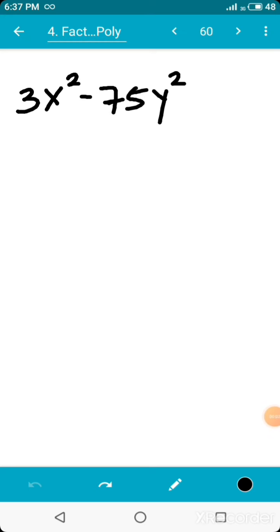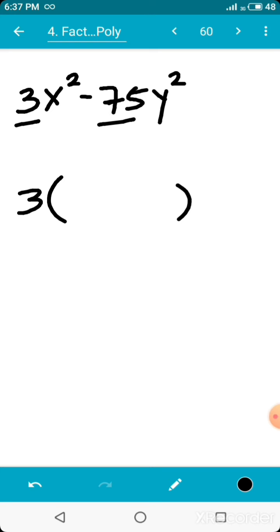Okay, so meron tayo ditong 3x squared minus 75y squared. Kung mapapansin nyo, yung ating coefficient na 3 at saka 75, hindi sila perfect squares. So, ibig sabihin, kukunin muna natin yung kanilang GCF. Ang GCF ng 3 at 75 ay 3.